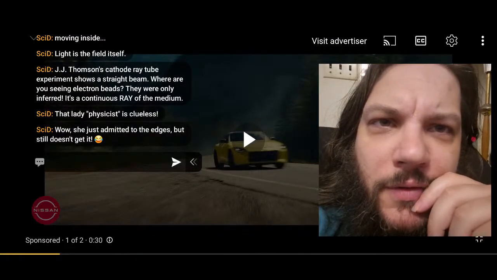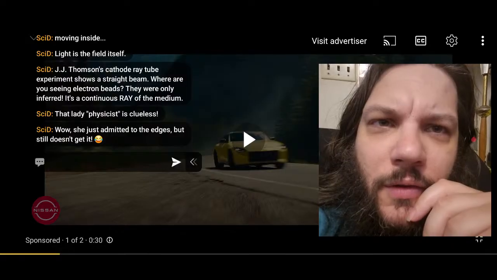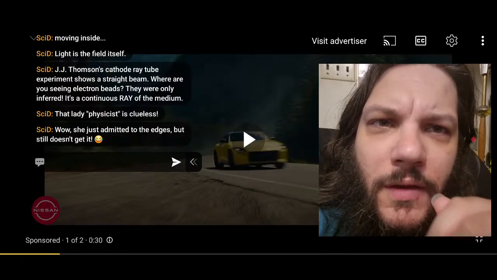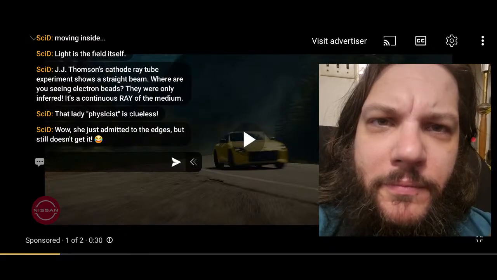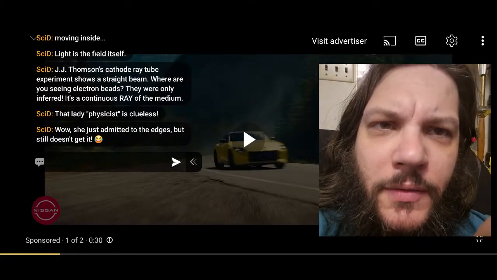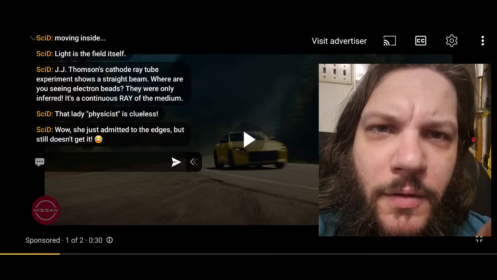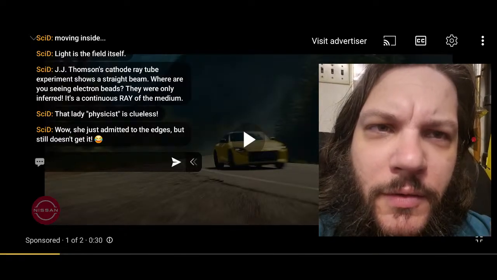J.J. Thomson's cathode ray tube experiment shows a straight beam, where you're seeing the electron beam. It is a continuous ray of the medium.